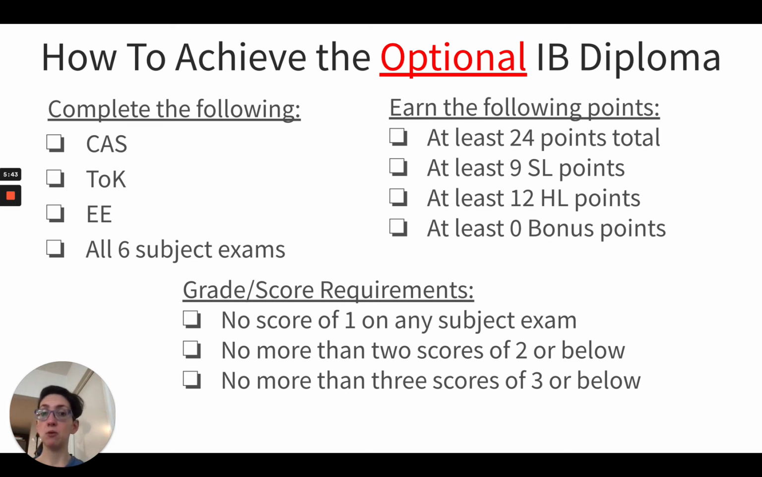And then you have the option to earn some extra bonus points. In addition, you cannot score 1 on any subject exam. You could get like 40 points total, and if you get a 1 on one of your exams, no good. And you can't get more than 2 2s or more than 3 3s.